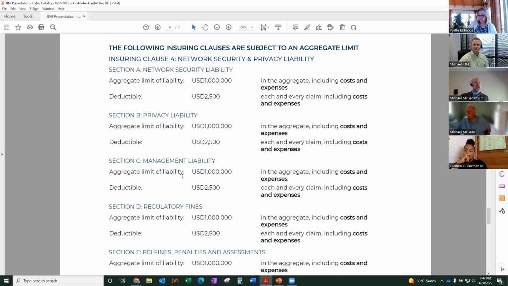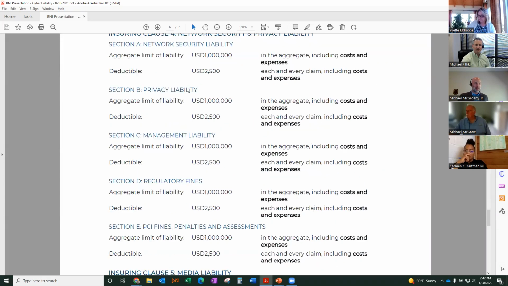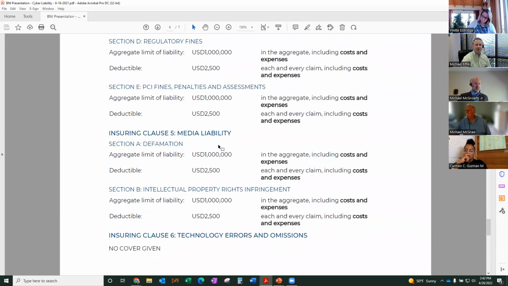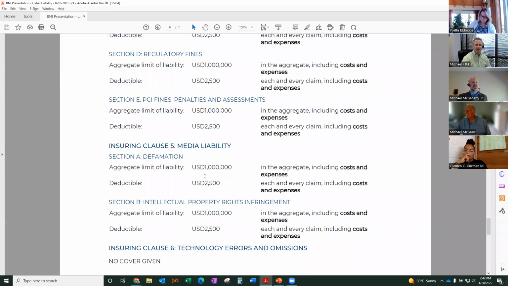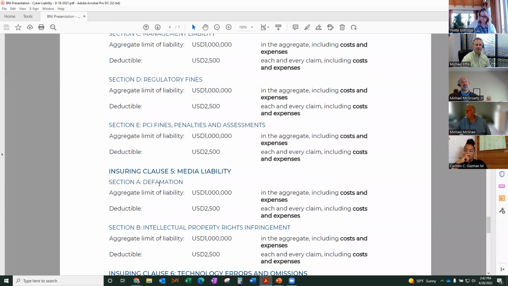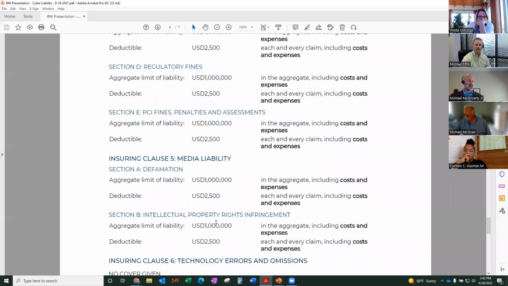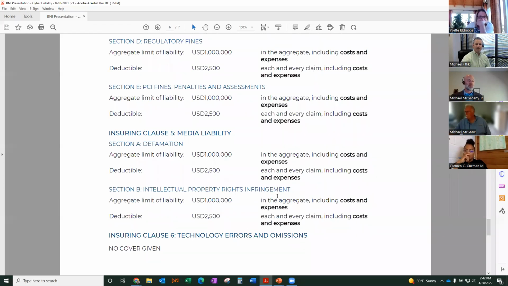Regulatory fines, management liability. Employees sue me because I didn't do enough to protect their information. That's management liability. Privacy liability is I get sued because I exposed somebody's personal information. Network security is the same thing. And then media liability. This actually goes beyond just being hacked. I mean, there's defamation. That's us saying something about another person or company. Intellectual property rights are built in here. So there's a lot of coverages that are built into the right policy.